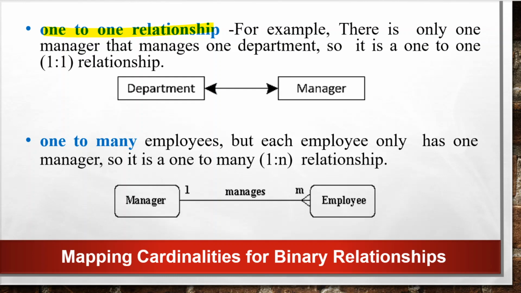For example, there is only one manager that manages one department, so it is a one to one relationship. One department is managed by one manager, so this type of relationship is manages. For the sake of simplicity, we have just marked the relationship with an arrow. We can also have a diamond box here to represent the relationship.